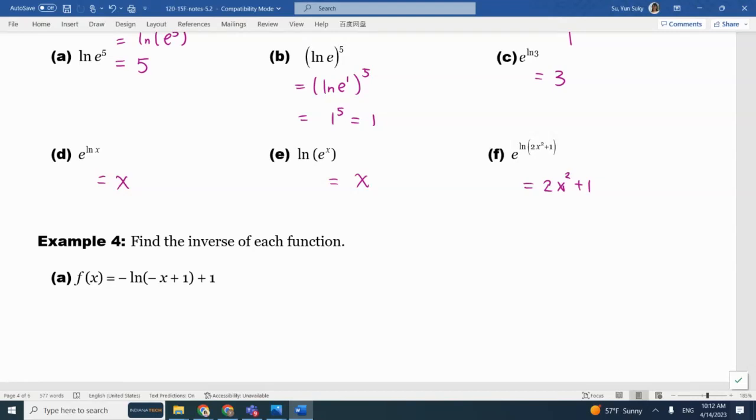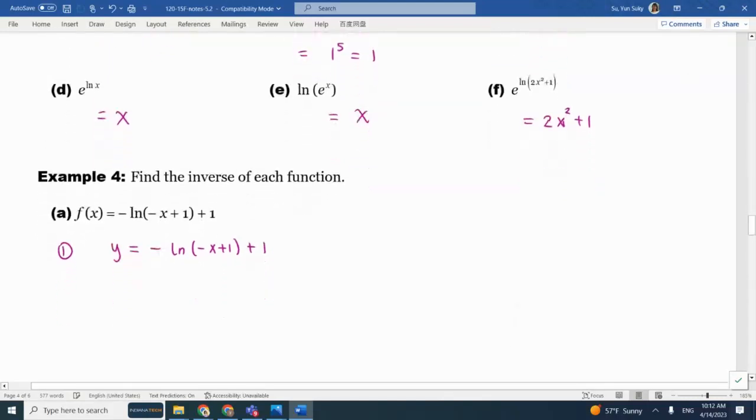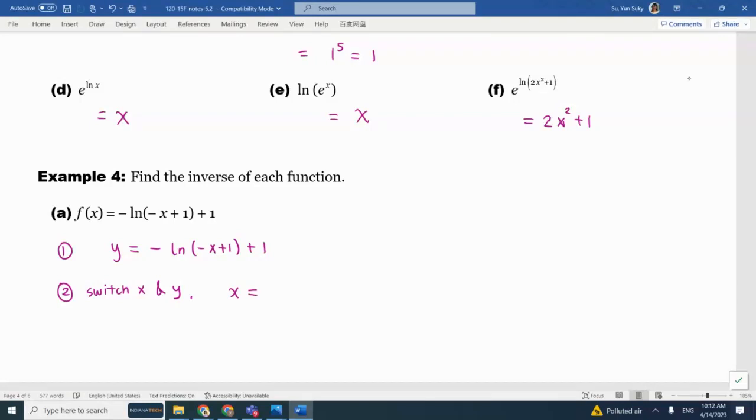Find the inverse of each function. So you call y equals minus ln of negative x plus 1, plus 1. Okay, that's the first step. And then to find the inverse, step 2, we switch x and y. Then we have x equals minus ln of minus y plus 1, plus 1. Is that okay, everybody? You switch the x and y.